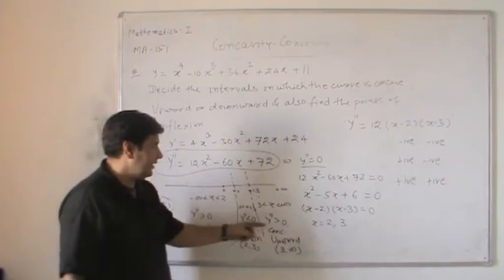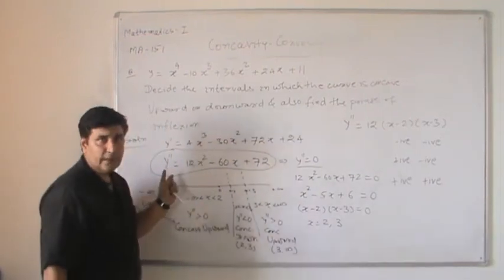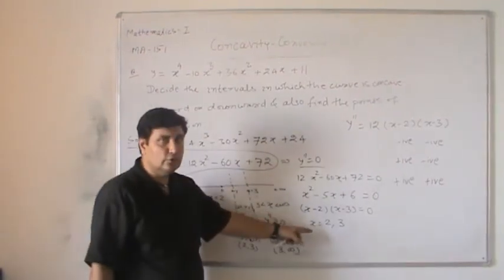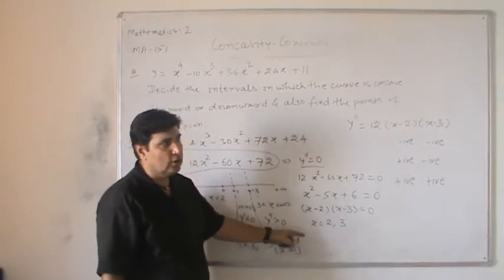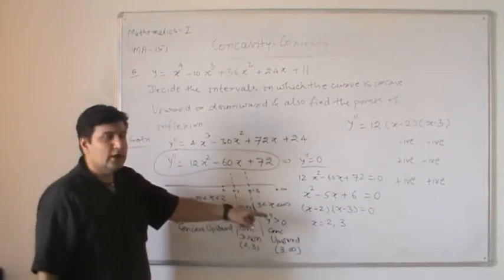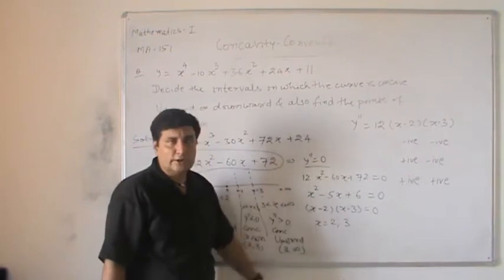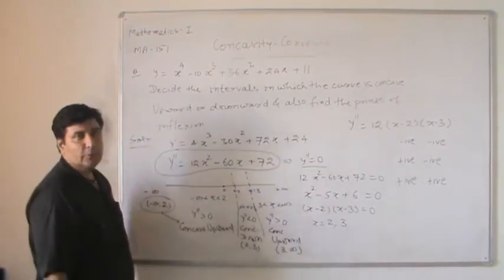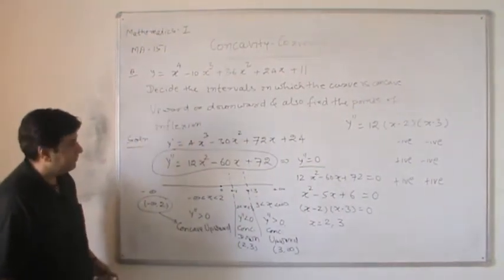Now we need to decide whether x equal to 2 or x equal to 3 are points of inflection or not. For that, we can calculate the third derivative and check whether at x equal to 2 the third derivative is non-zero or not. If the third derivative comes out to be non-zero at both the points, then we will say that both the points are points of inflection.